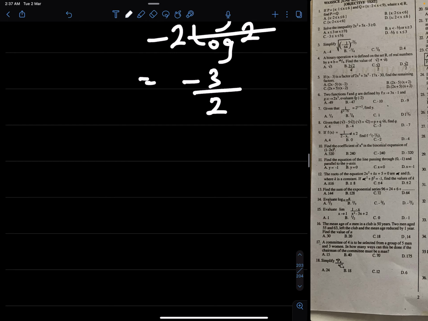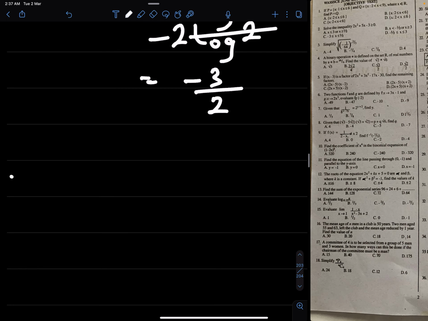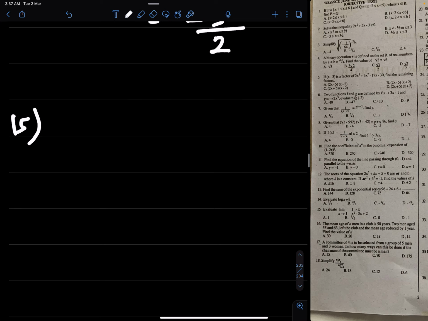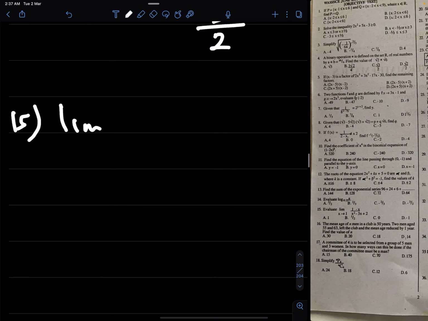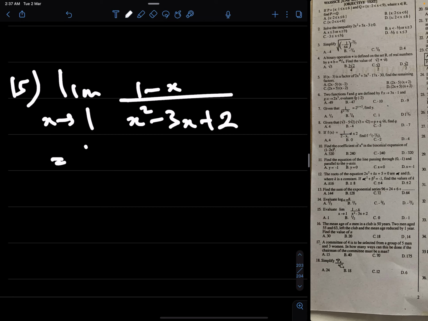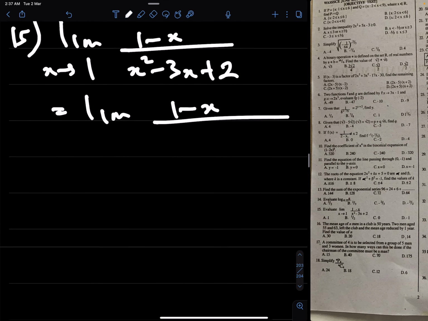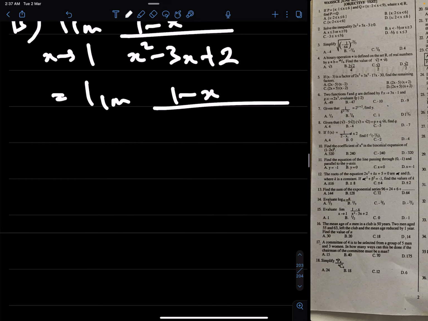And then to the next, which is number 15. Number 15 says evaluate the limit of 1 minus x all over x squared minus 3x plus 2 as x tends to 1. Okay, that simply means the limit of 1 minus x over x squared minus 3x plus 2.